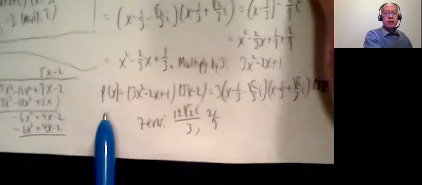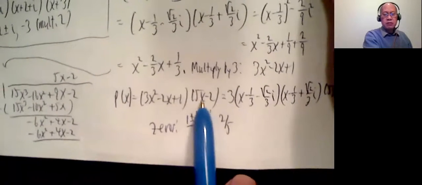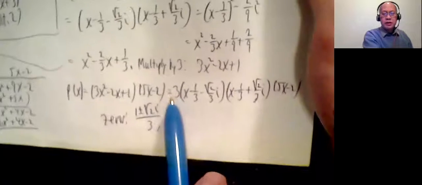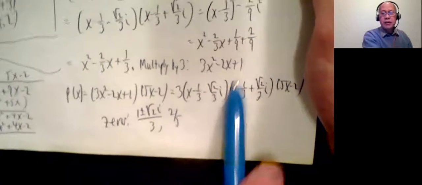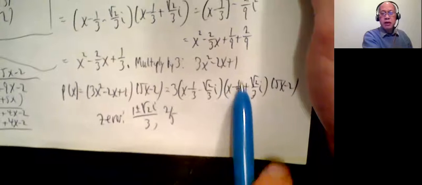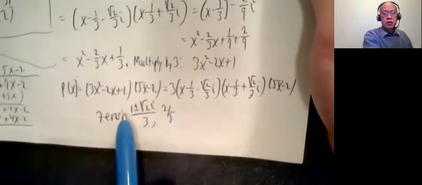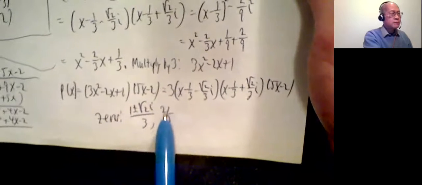So my original polynomial is 3x squared minus 2x plus 1 times 5x minus 2. You can double check by multiplying that all out. You'll see that you get this. Okay, so now fully factored, I took out the 3. So 3 times x minus 1/3 minus radical 2/3 i, x minus 1/3 plus radical 2/3 i times 5x minus 2. And my zeros are 1 plus or minus radical 2i over 3 and 2/5.